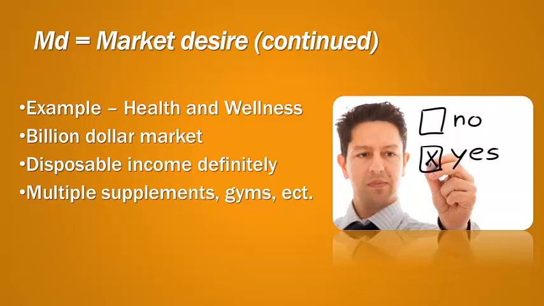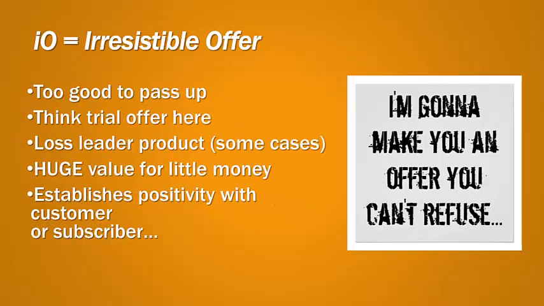Next up is the irresistible offer. This is the IO in our equation, okay? This basically needs to be something that is too good to pass up, like a trial offer or something like that. It's something that's so incredible that the customer or subscriber thinks they're getting over on you. That's how you want this offer to be.